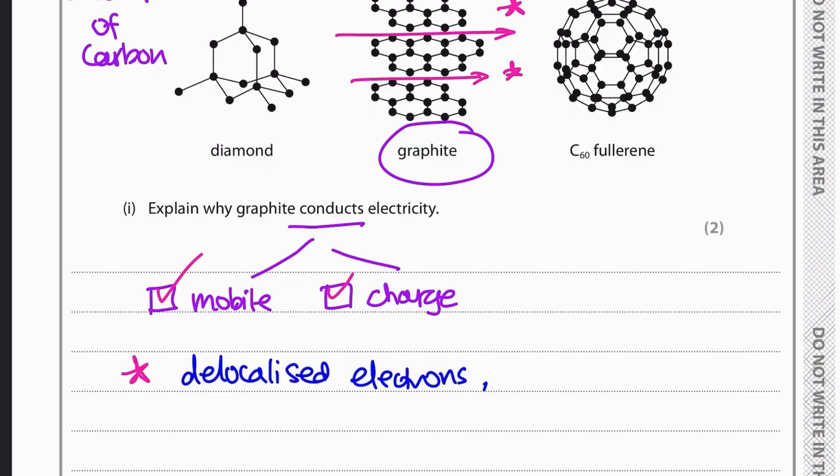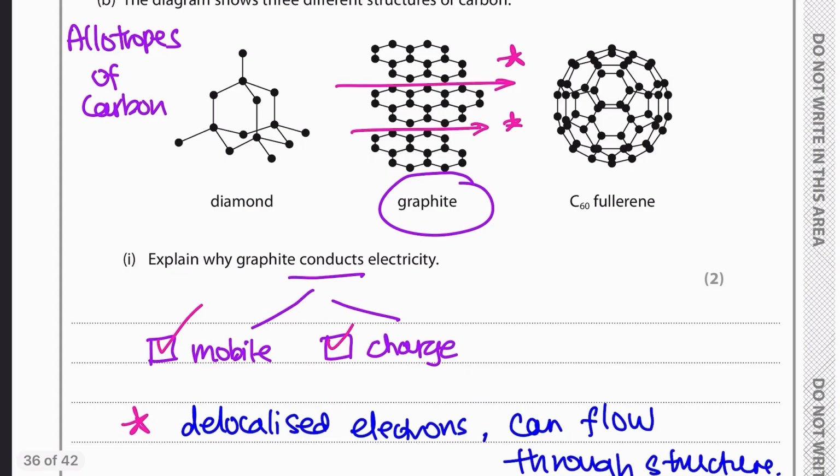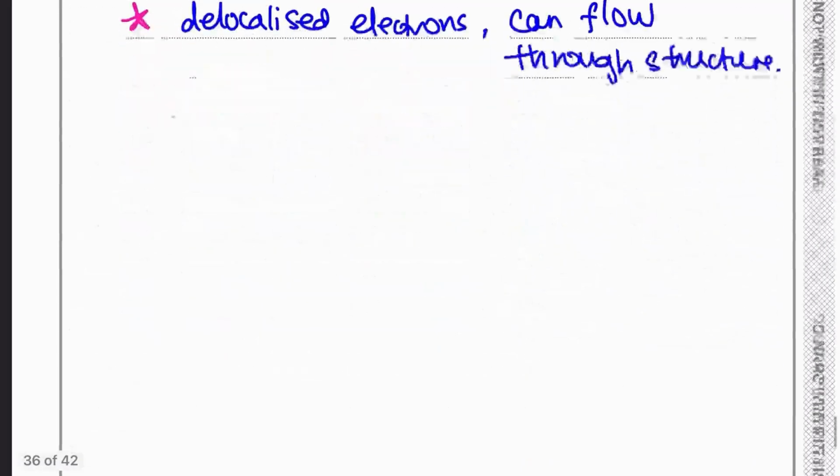And you should mention that it can flow through the structure. Because if it cannot flow, then again, it cannot carry a current, right? So flow through the structure. And therefore, guys, if this question asks you why diamond cannot conduct, then you would say the exact opposite. You'd say there are no delocalized electrons. That's how you would explain conductivity.